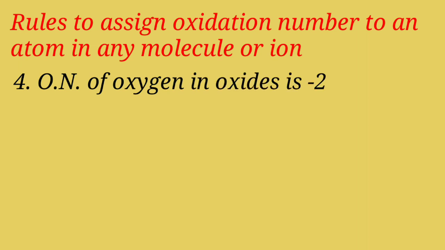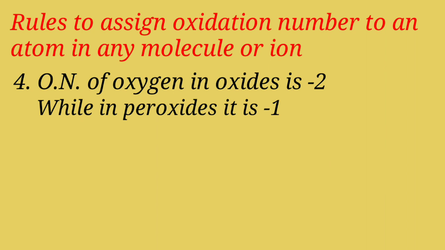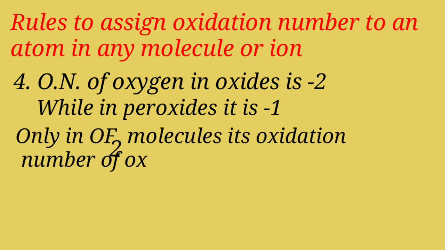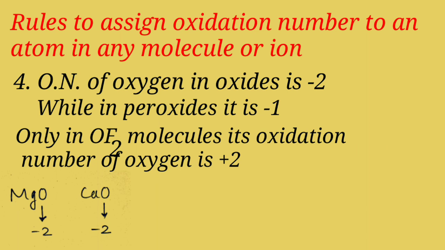Fourth rule states that the oxidation number of oxygen in oxides is -2, while in peroxide it is -1. Only in OF2 molecule the oxidation number of oxygen is +2. Over here, the oxidation number of oxygen in magnesium oxide and calcium oxide is -2, whereas oxidation number in hydrogen peroxide is -1.